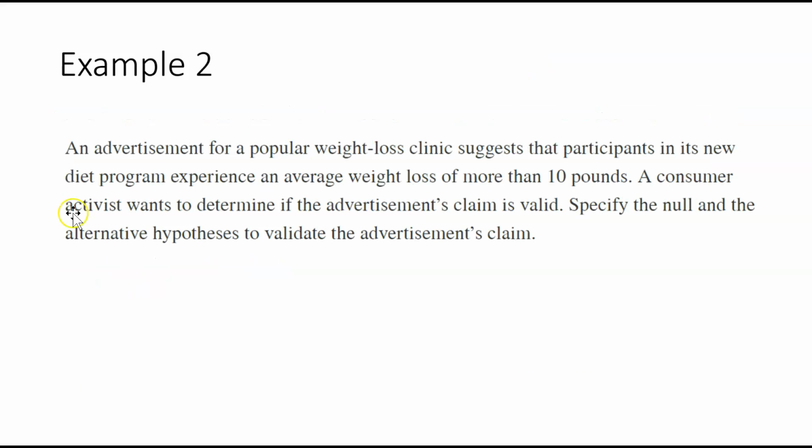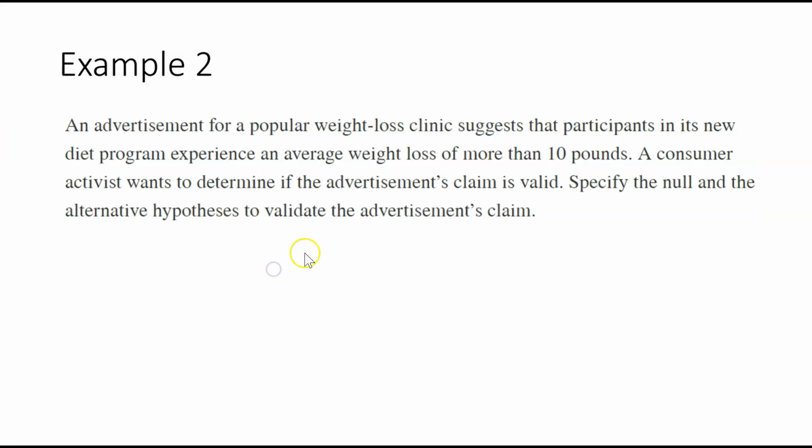Example 2: an advertisement for a popular weight loss clinic suggests that participants in its new diet program experience an average, ding, ding, ding, we're talking about the mu, weight loss of more than 10 pounds. Okay, so now we've got a little more here. A consumer activist wants to determine if the claim is valid. Specify the null and alternative.